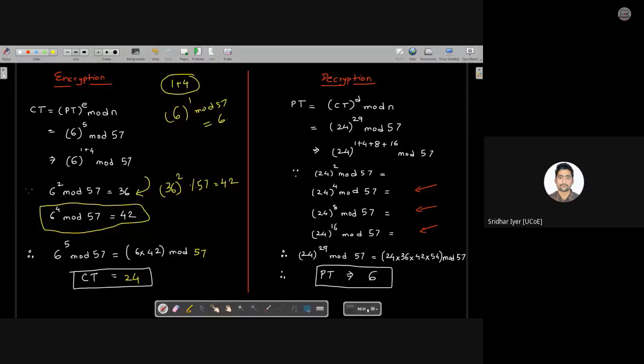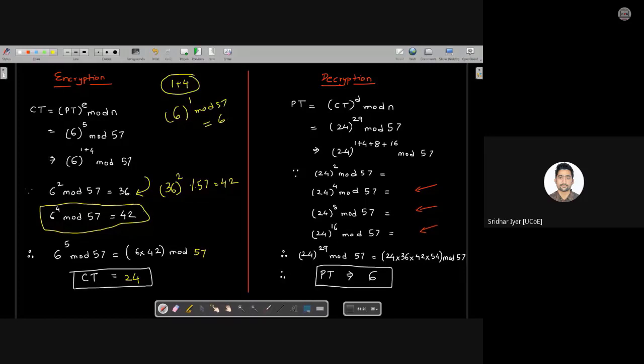Fine. So with the similar logic, decryption begins with 24 as the input. So it becomes 24 raised to 29. How come 29? We just now saw minus 7 plus the phi of n gave us the answer as 29, right? So apply that over here. It simply becomes 24 raised to 29 mod 57. We have to first of all break up 29 into powers of 2. So basically 2 raised to 0 is 1. So it's basically 24 raised to 1 plus 4 plus 8 plus 16. If you add them up, it comes out to be 29. 1 plus 4 is 5, 5 plus 8 is 13, 13 plus 16 is 29.